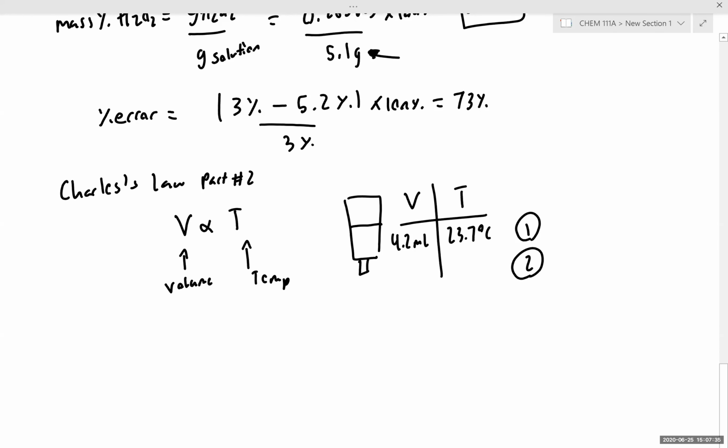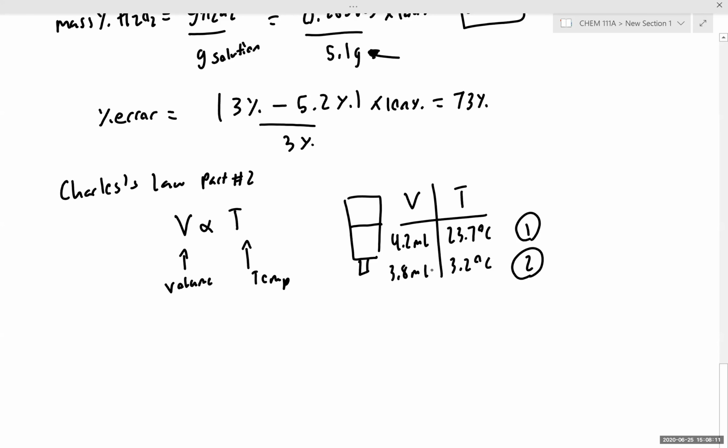Then we immersed our syringe in ice water. What was the temperature of ice water in this case? Oh, the volume was 3. What was the temperature of ice water? 3.2 degrees Celsius, okay. And what was the volume? 3.8 milliliters, okay.